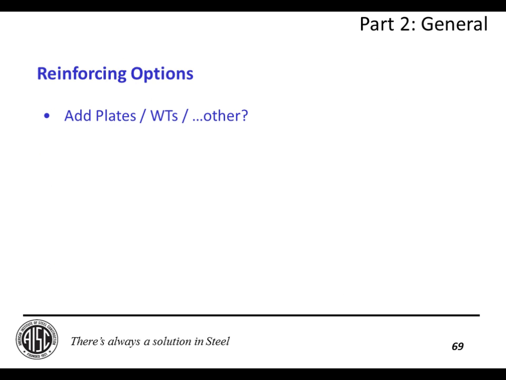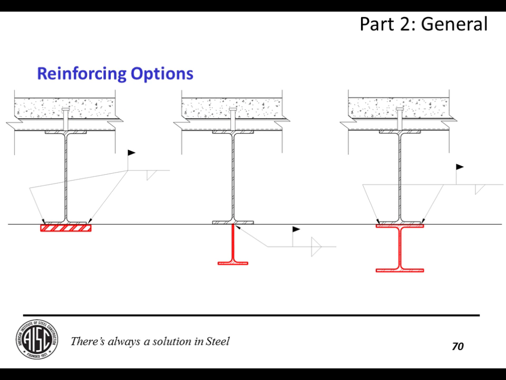All right, so you're going to go about reinforcing, and the first thought is, what kind of reinforcing should I put on there? Should it be plates, WTs, something else? So let's take a look at our possible options and the advantages and disadvantages. The first option, probably the most common option, is just to weld a plate to the bottom of your beam. This is a great option for members that need just a little bit of additional capacity.